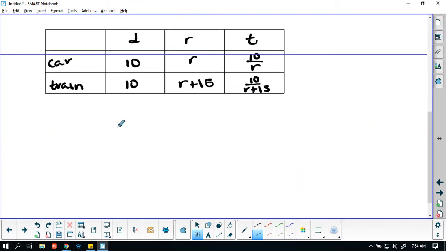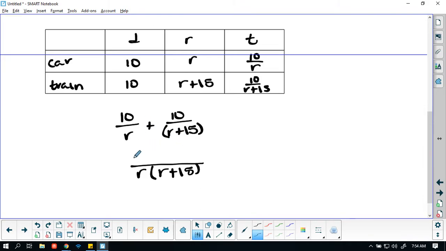All right, now looking at this, we need to know the total time. So for total time, I'm going to add both of these together. Okay, I have a common factor of R times R plus 15, because remember, this whole thing right here is a factor. This is a group. This is a team. This is a pair. We cannot separate them. So this R is a factor, and this R plus 15 is a totally different factor. This R is not related.